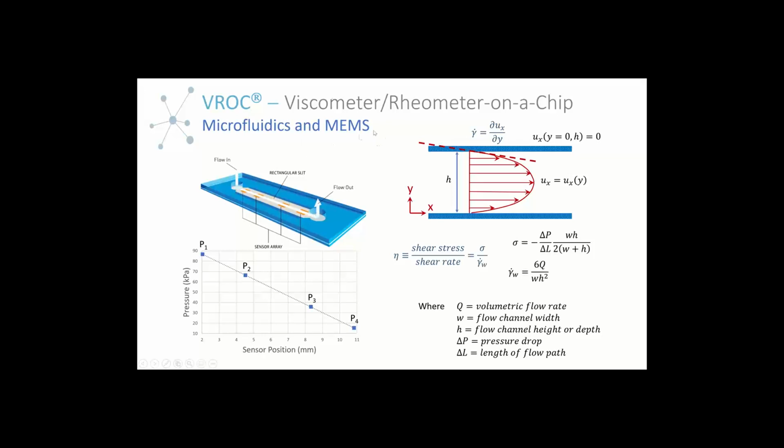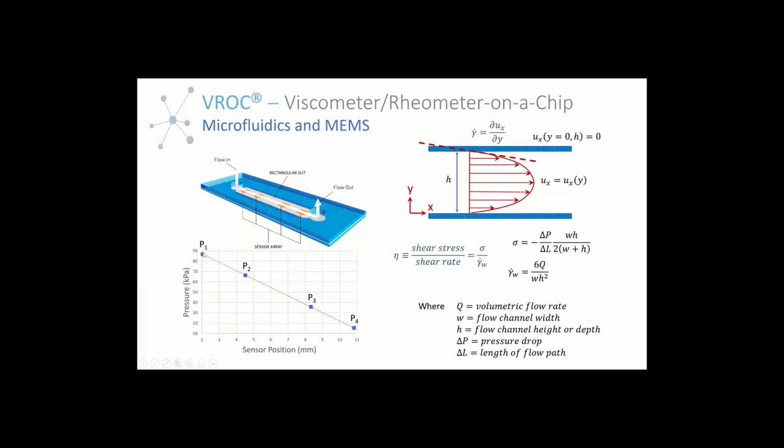This is combined with MEMS, microelectromechanical sensors. We have 4 pressure sensors spaced along the base of the flow channel, and this is basically how we measure the stress. It's a controlled strain or controlled rate type of instrument, so we control the flow rate that moves through the flow channel. From this flow rate and the geometry of the channel, we can calculate the shear rate.